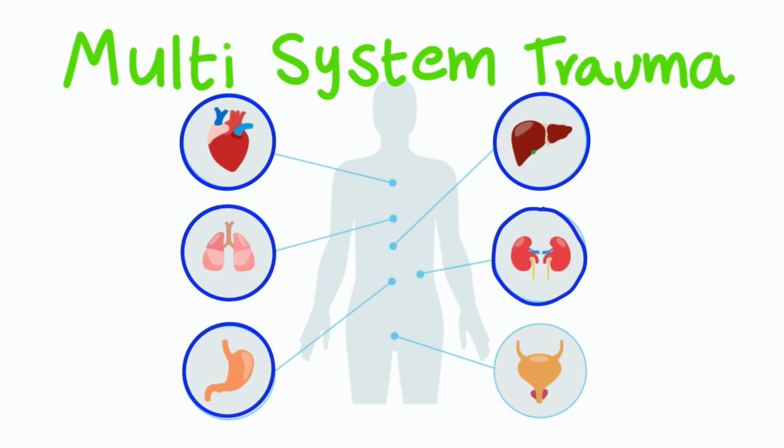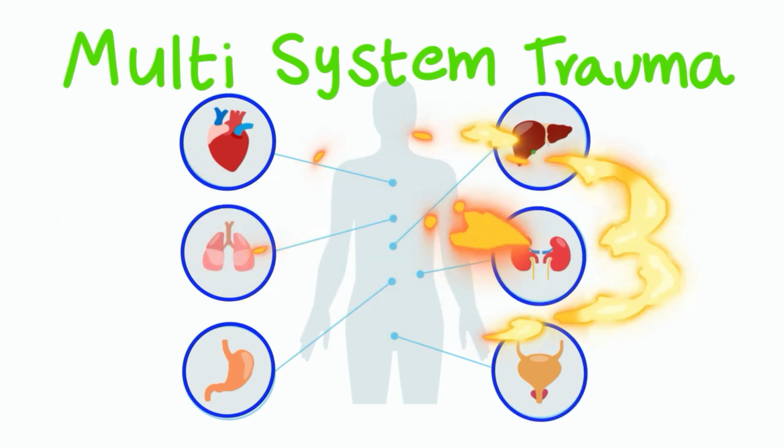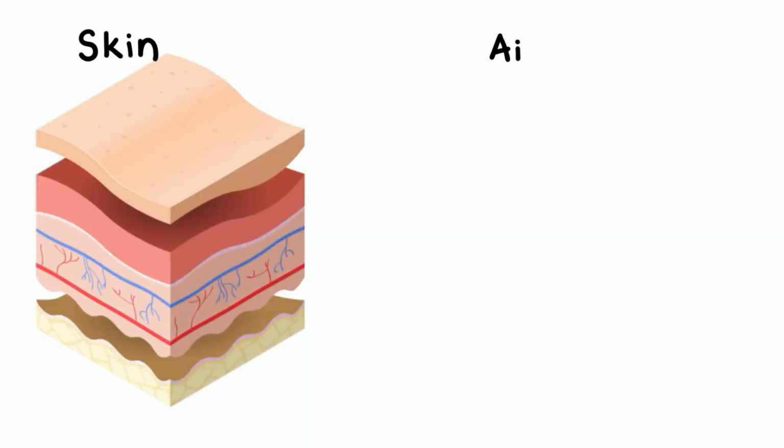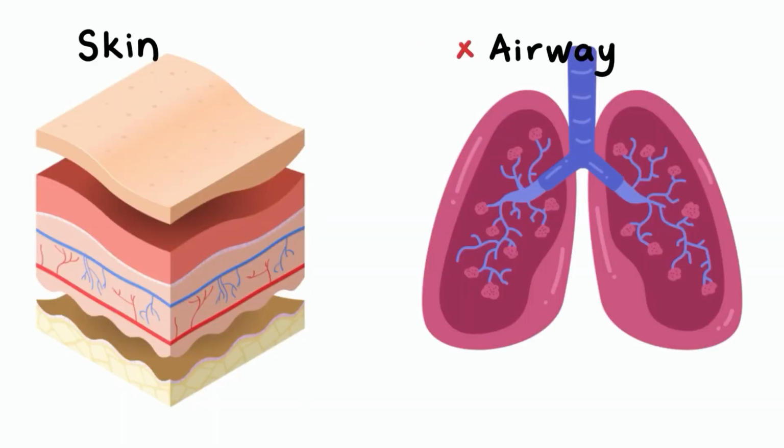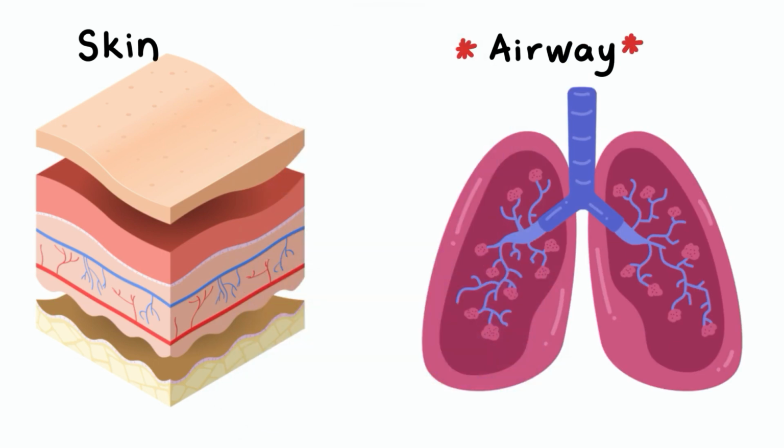Burns can cause damage in a number of different ways, but by far the most commonly affected organ is the skin. But damage to the airway or lungs has life-threatening consequences. Now let's talk about the pathophysiology behind it.